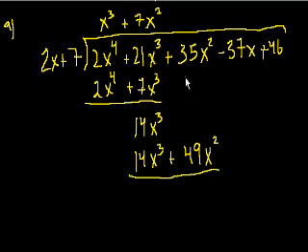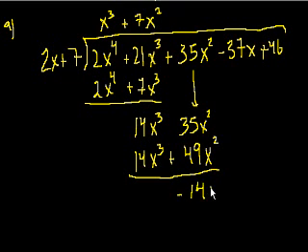And now we subtract 14x to the third minus 14x to the third, that's 0. Now we have 35. We could bring this down, if it makes it easier. 35x squared minus 49x squared. So it's minus 14, right? 49 minus 35 is 14. So it's minus 14x squared. And then 2x goes into minus 14x squared. So 2 goes into minus 14 minus 7 times. And then x goes into x squared x times.